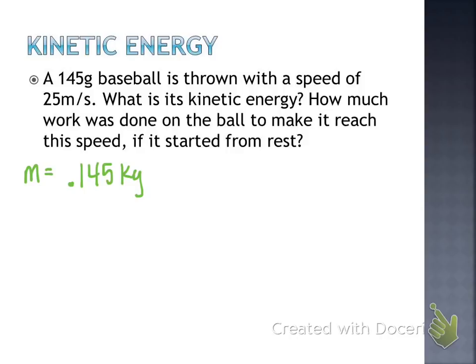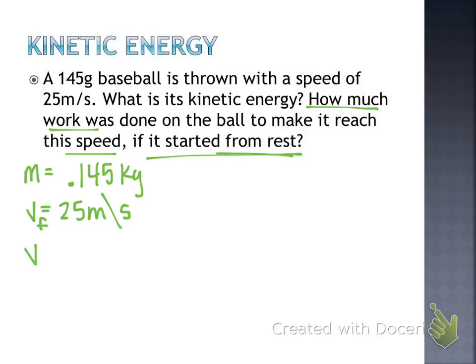Okay, the ball is thrown with a speed of 25 meters per second. So that means our velocity is 25 meters per second. How much work was done on the ball to make it reach this speed if it started from rest? So is this velocity our final or our initial? Started from rest, so this is our final, right? And our velocity initial, oh sorry, your book doesn't use F and I. Okay, so velocity initial would be 0.